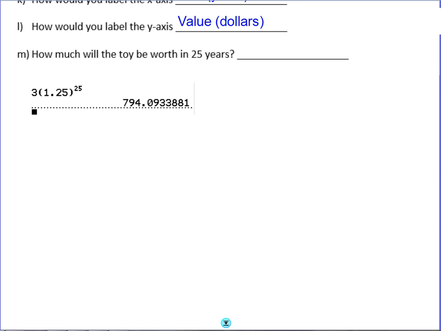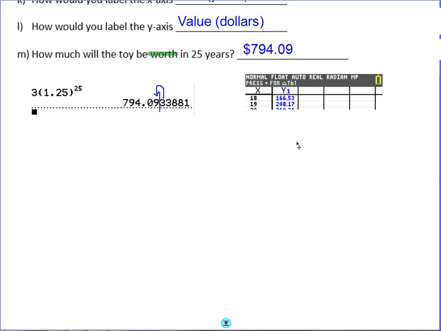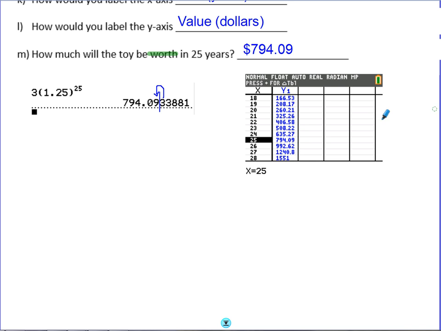But remember, this is talking about how much something is going to be worth. We're talking money. So we can't write this whole answer. Money has 2 decimal places. So we're going to look at the 3. The 3 is going to tell the 9, 4 or less, let it rest. So $794.09. The other thing you could do is that if you had typed this into your y equals, you could find the 25 level, okay, and you can see the answer right there.